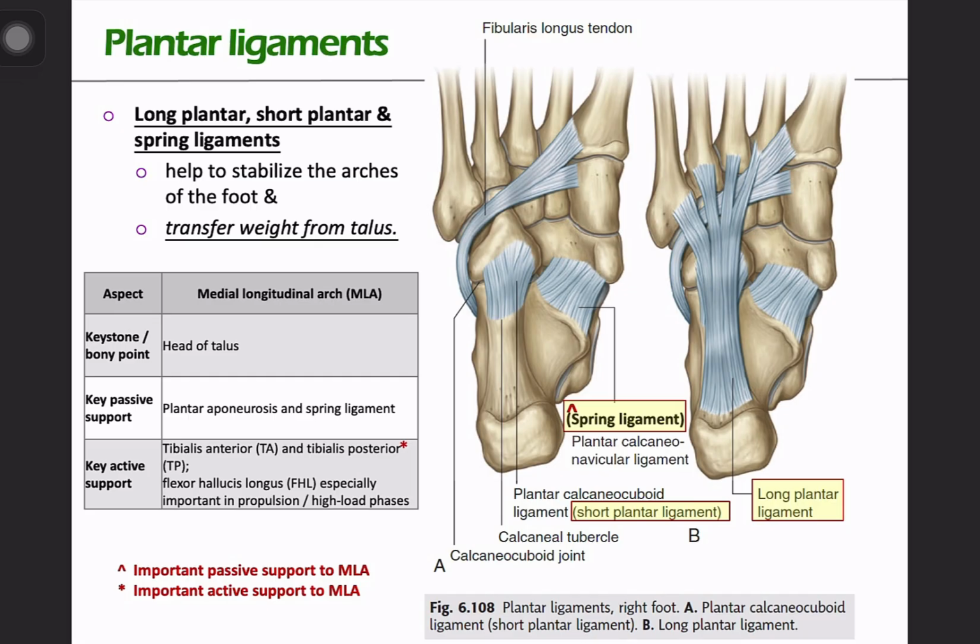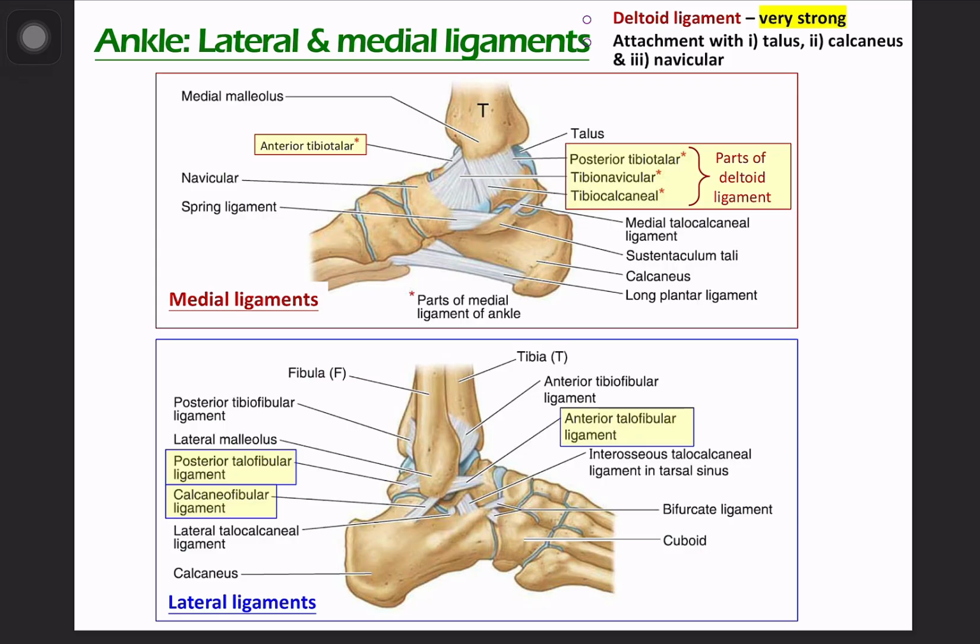So altogether, these ligaments act as the staples, right, that anchor the foot bones together, preventing displacement when force is applied and helping to transfer weight from the talus to other parts of the foot. To secure the arches, we have several strong ligaments to protect the ankle joint both laterally and medially.